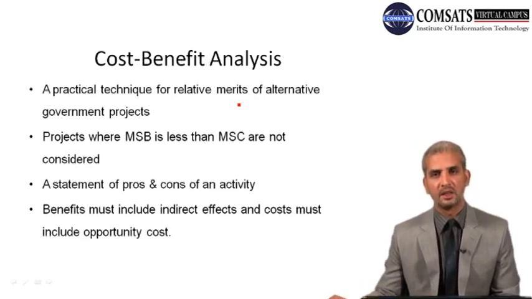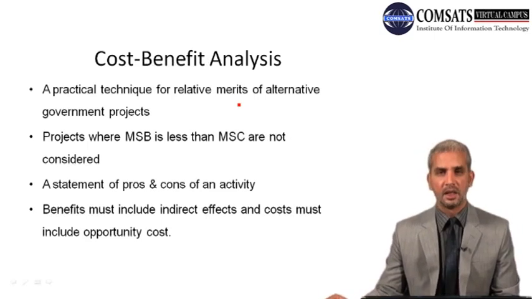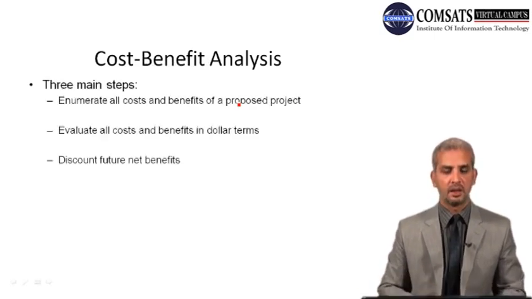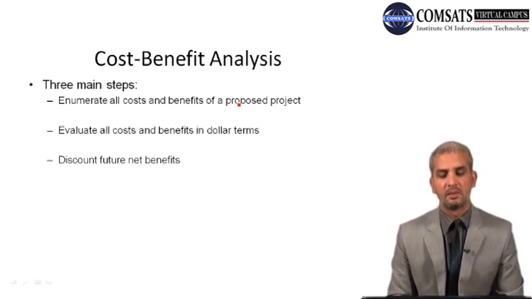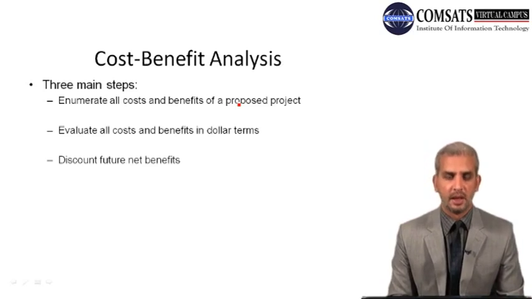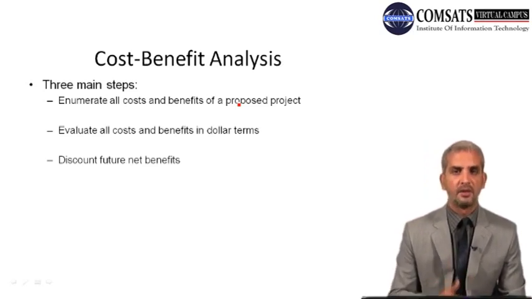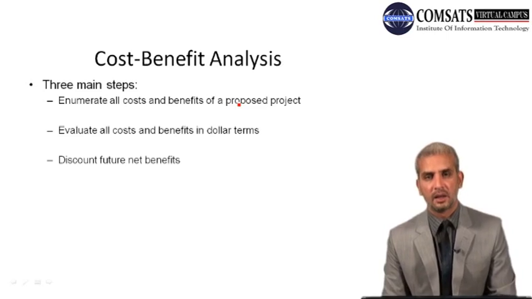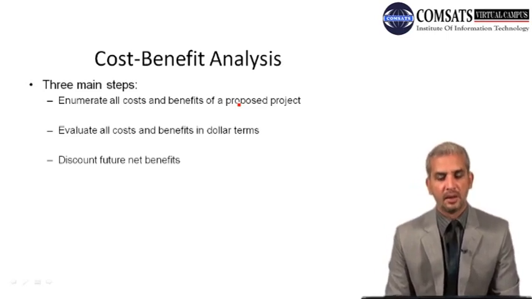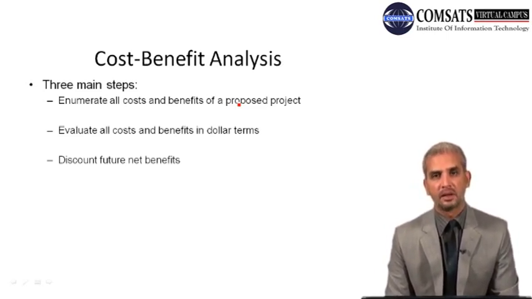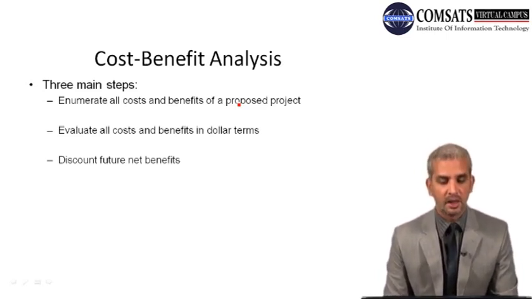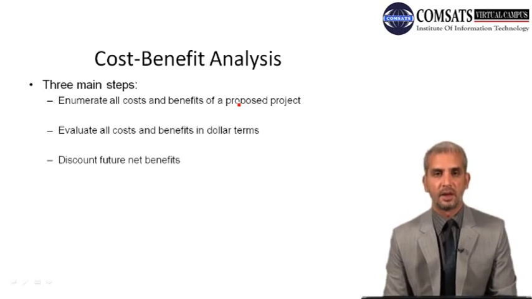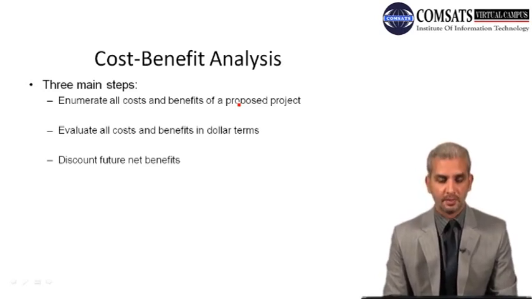So cost benefit analysis is a very dynamic sort of analysis. There are basically three steps to conducting the cost benefit analysis. The first step is to enumerate all costs and benefits of the proposed project. Enumerate would mean, as we discussed in the last slide, that cost benefit analysis is basically a list of pros and cons. So enumerate means to make a list of all the costs and benefits of the proposed project.